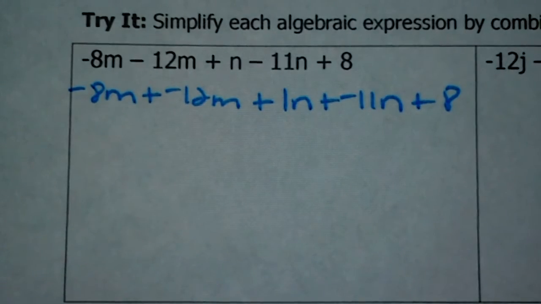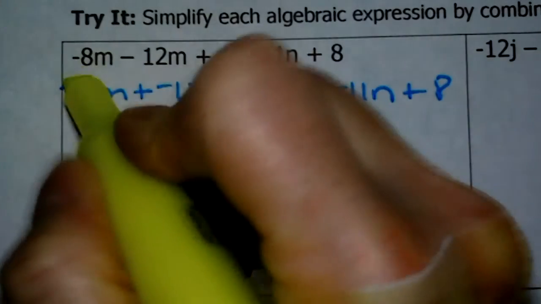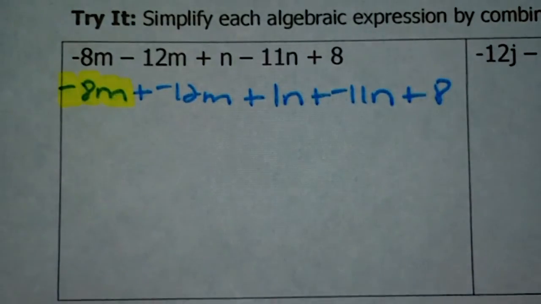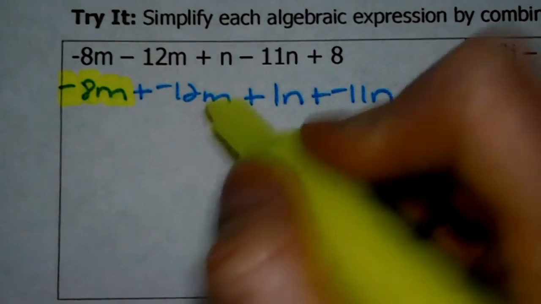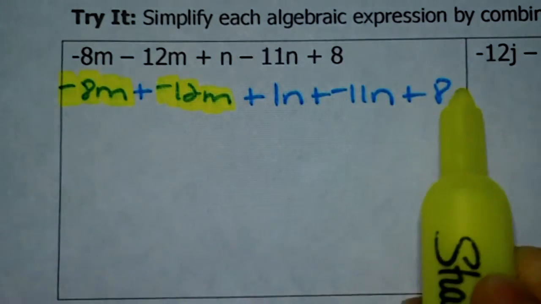So in our first step, I put a 1 in front of any variable that didn't have a coefficient, and I rewrote all of my subtraction as addition. Now what we're going to do is piece together the ones that have matching variables. So when I look, and you can circle, or maybe you want to pause and grab a highlighter or something, I'm going to use a highlighter. I have negative 8m. What I want to do now is look for all the m's in this entire expression, all the terms that have an m. So here, this is a negative 12m. That's an n, that's an n, that's an 8.